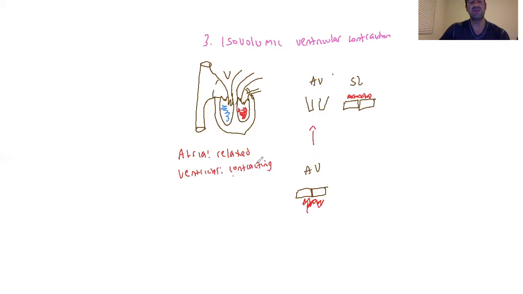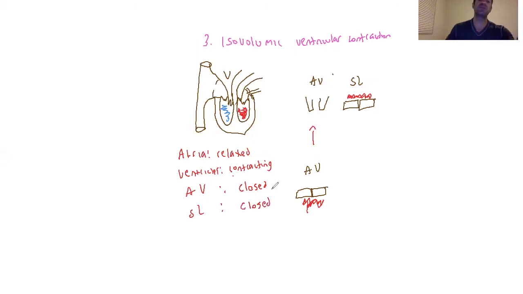They're contracting, but they haven't contracted quite hard enough to force blood through the SL valves. The AV valves are closed. I'm just going to write AV. They're closed. And SL is going to be opened. Sorry, closed still.